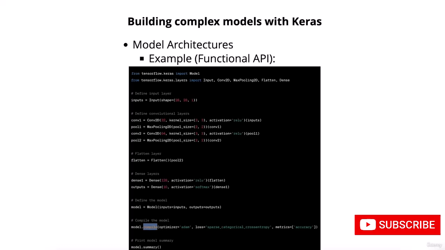Next, we compile the model by calling the compile function, with optimizer Adam, loss of sparse categorical cross entropy, and metrics of accuracy. And then we print the model by calling model summary.